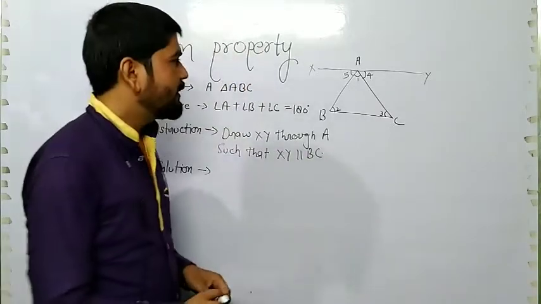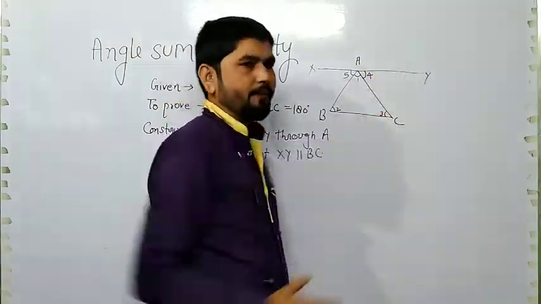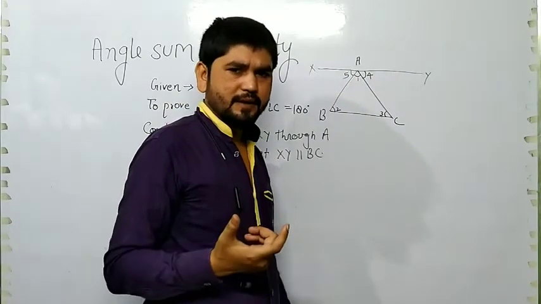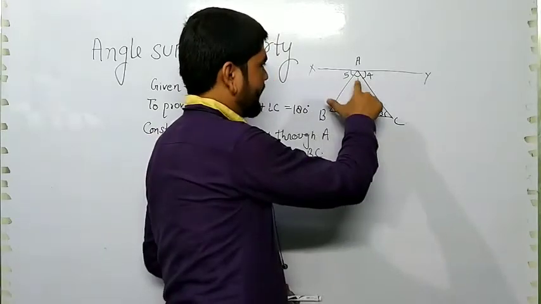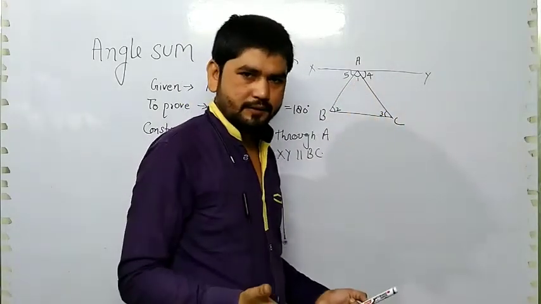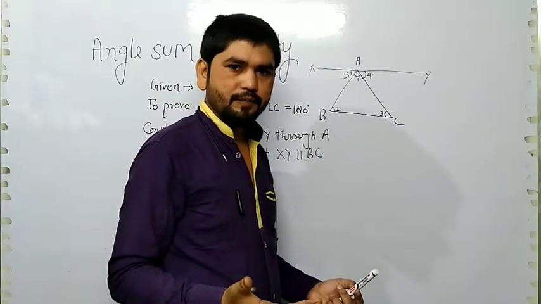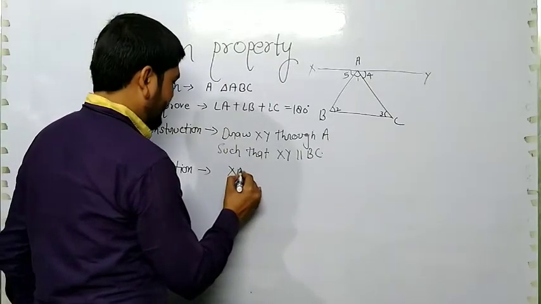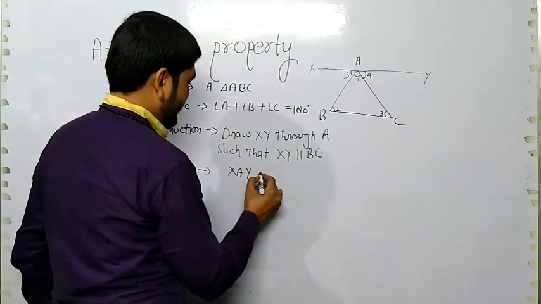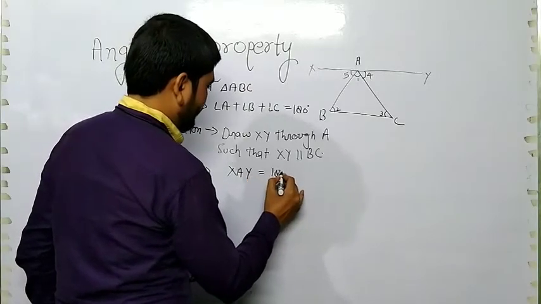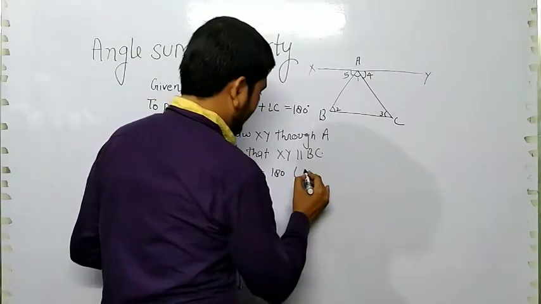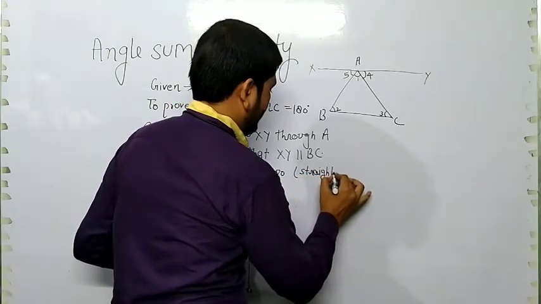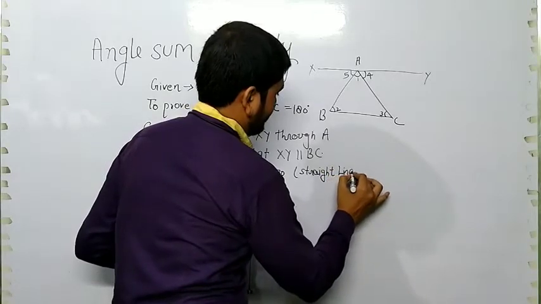Okay. Because you can see here, XAY is a linear pair or not? It is a straight line. Yes, XAY is a straight line. And the value of a straight line is 180. So we can write here XAY is equal to 180. Why? A straight line pair.